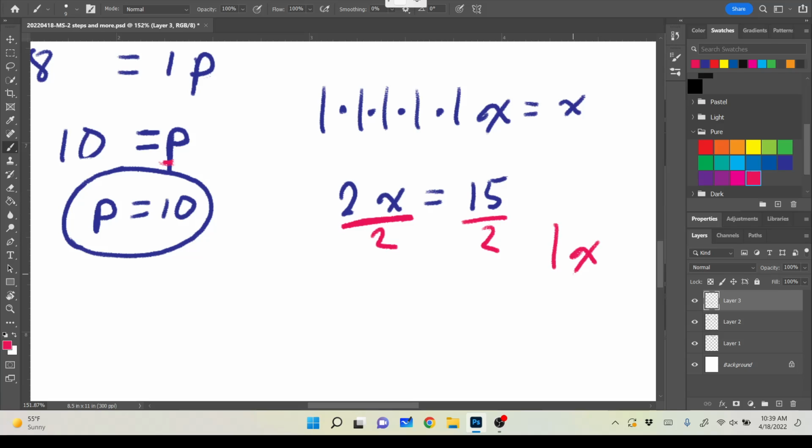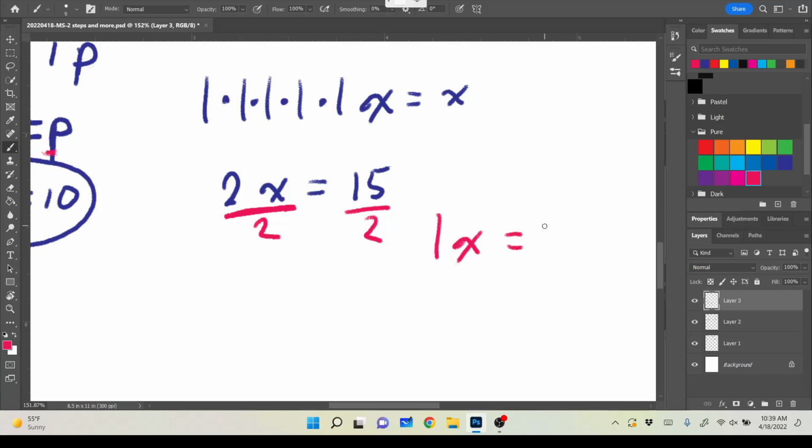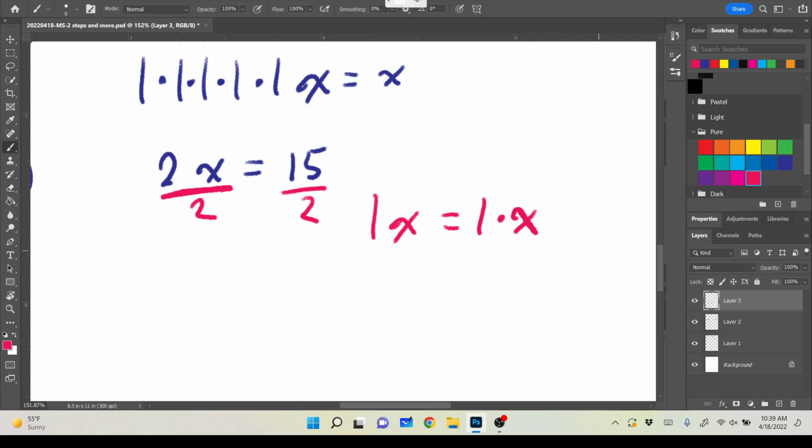So yes, 1x is the same as 1 times x, right? Remember, if we have a 1 next to the variable, or a number next to the variable, that's the same as times, which also just equals x, right? Does that make sense? Good.